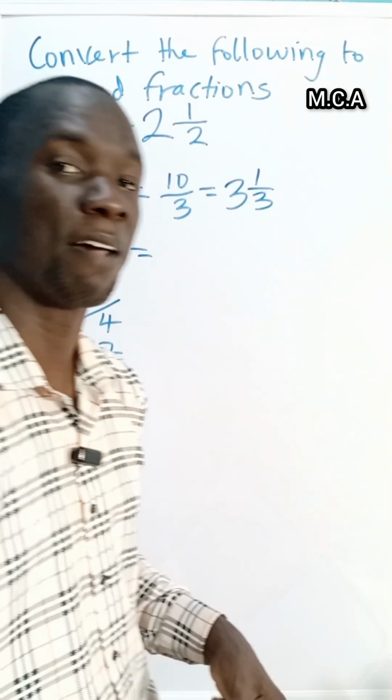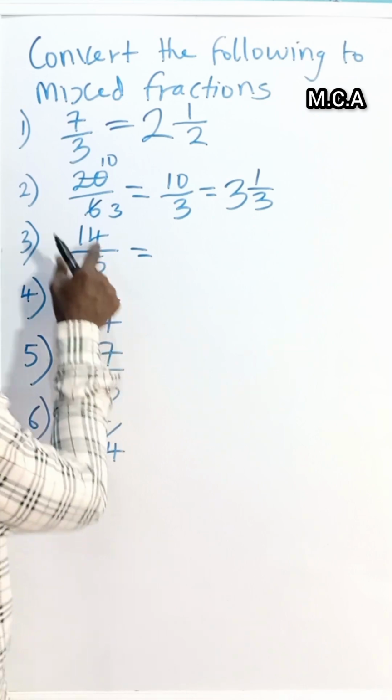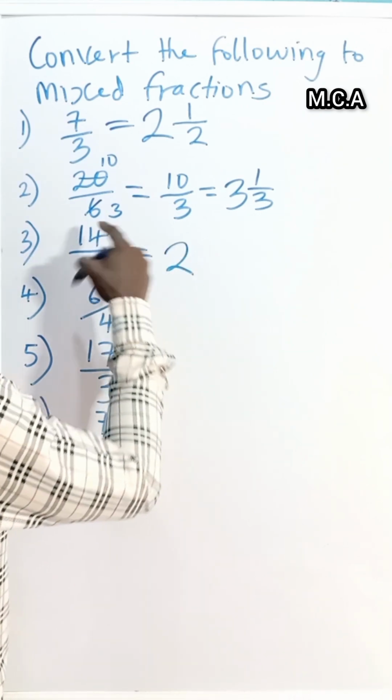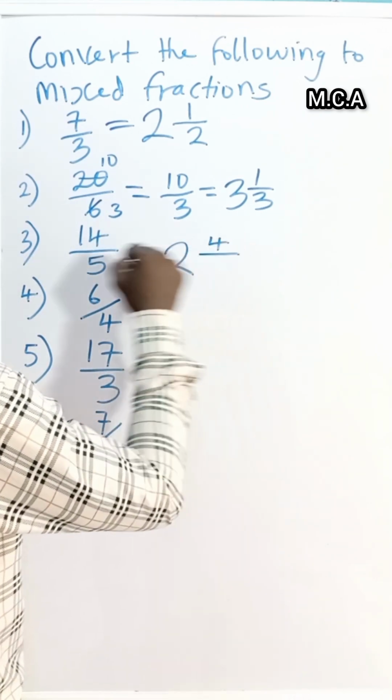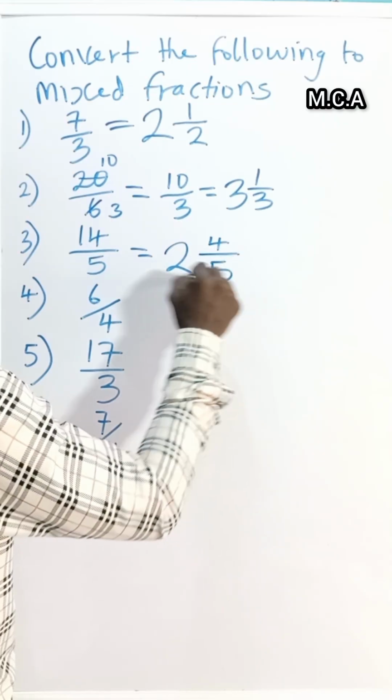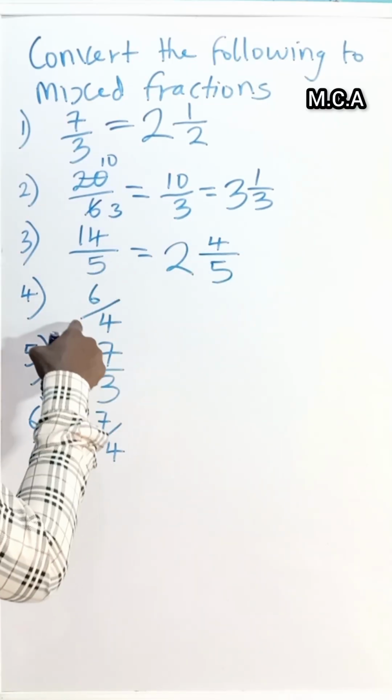So we'll go to the next one. How many times can you get 5 from 14? 5 into 14 is what? 2 times. What will be the remainder? The remainder is 4. Our denominator is what? Still remains 5.